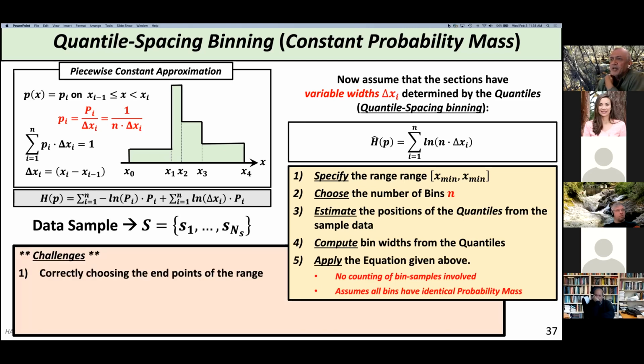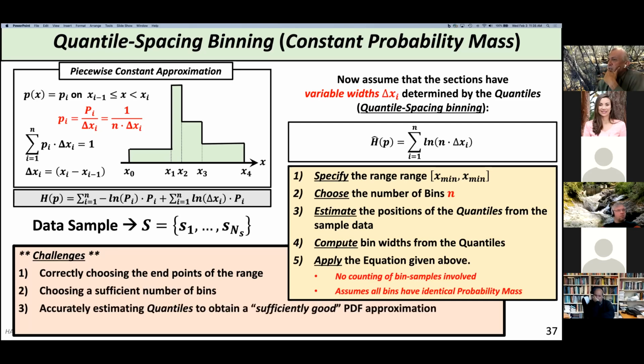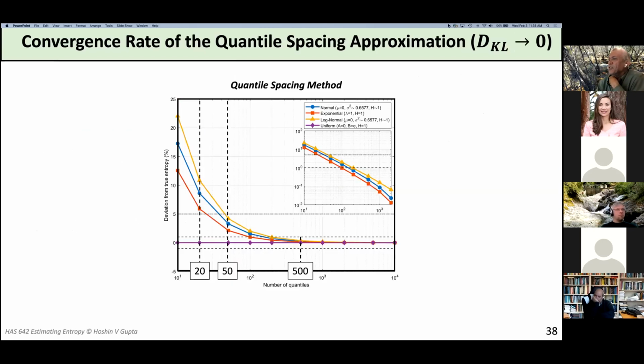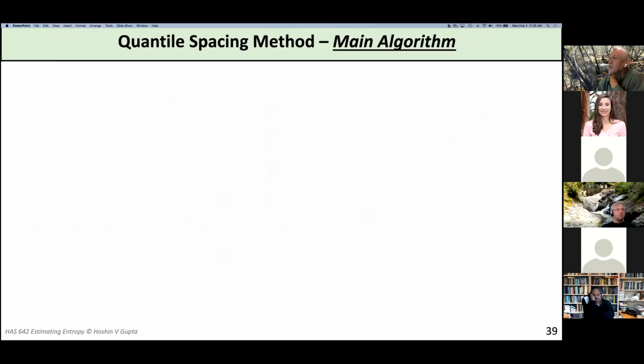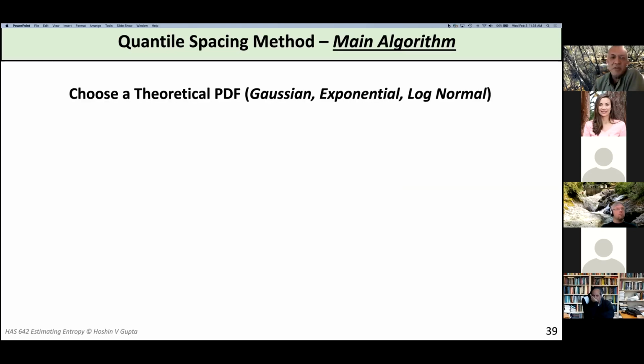Challenges: we have to correctly choose the endpoints of the range. We have to choose a sufficient number of bins, and we need to accurately estimate quantiles to get a good PDF approximation, and we need to account for sampling variability. I showed you this graph already, so you know what this looks like. Theoretically, we know that this converges as we increase the number of quantiles.